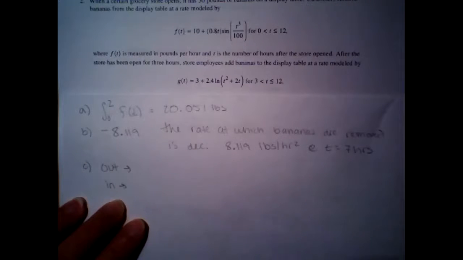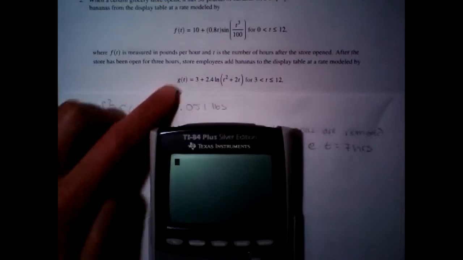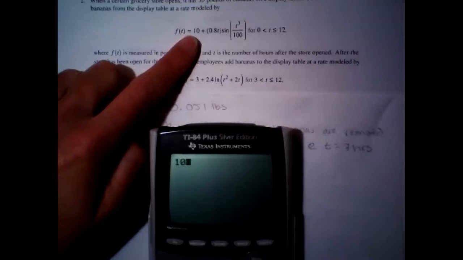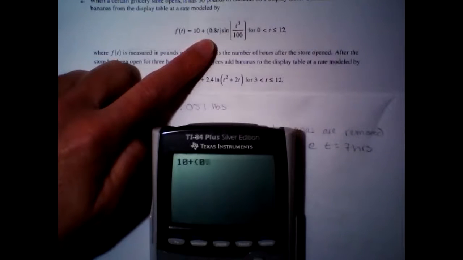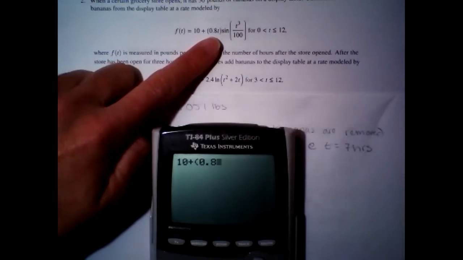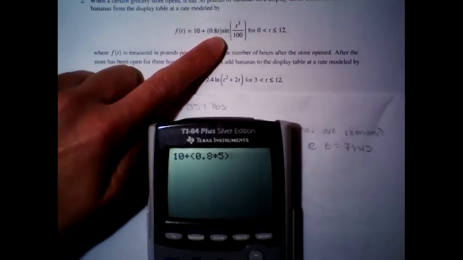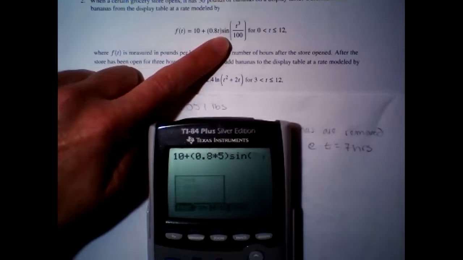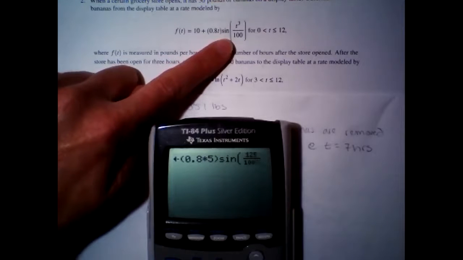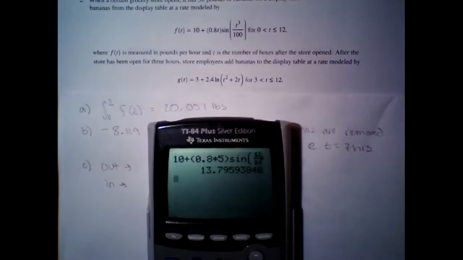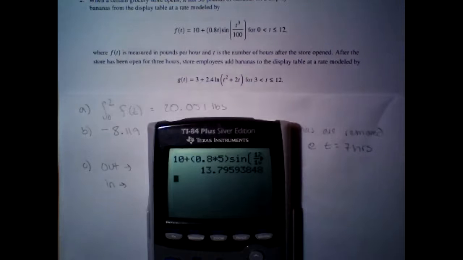We're going to plug in 5 for that and compare the rates. Which one's winning? All right, so let's plug in 5 for this function. We're not doing a derivative or an integral. This already is a rate, so you're just plugging in 5. So 10 plus 0.8 times 5 sine of 5 cubed is 125 over 100. You could type 5 cubed. That's 125 over 100. All right. So that is 13.795. So that is the rate at which the bananas are being taken.